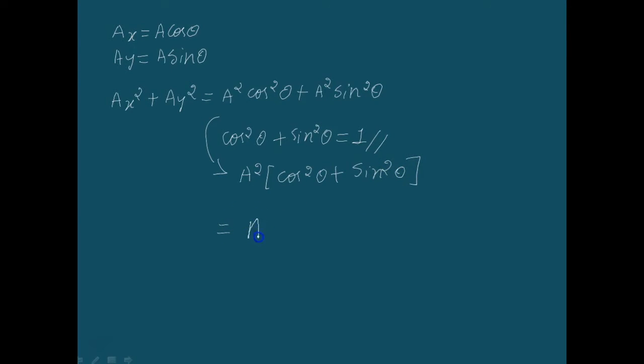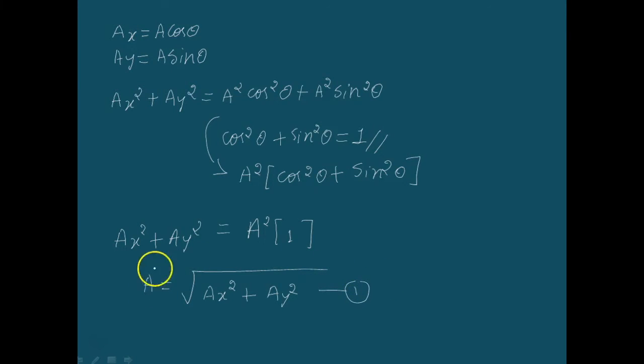So that is equal to a square cos square theta plus sin square theta, which is 1. So ax square plus ay square. We know the value of ax and ay, and we want a. So we can get the value of a by taking the square root of ax square plus ay square. Okay, this is the equation, and now we got the value of a.